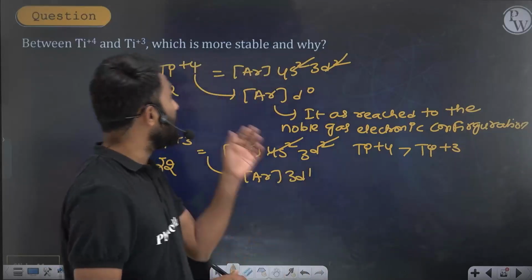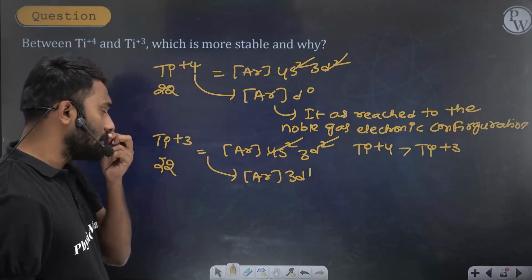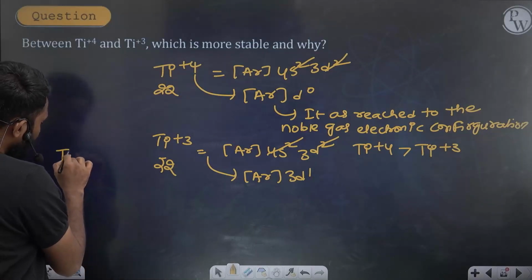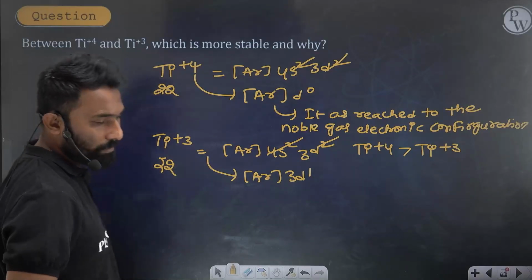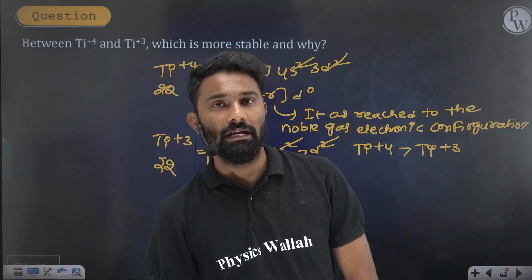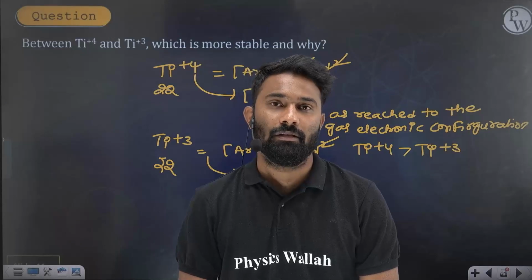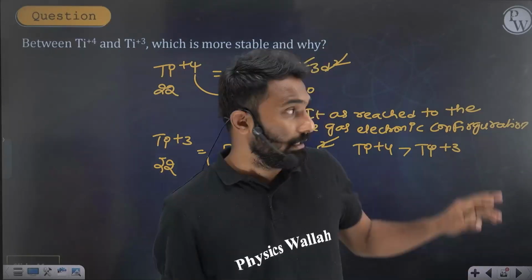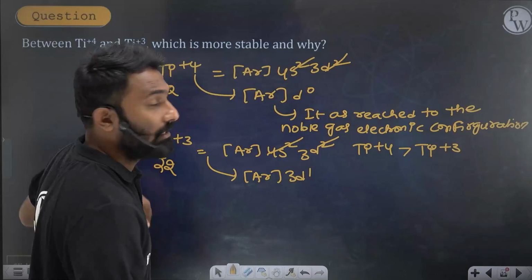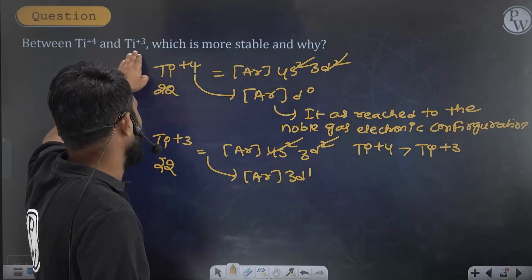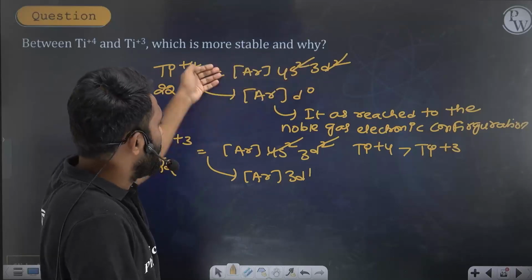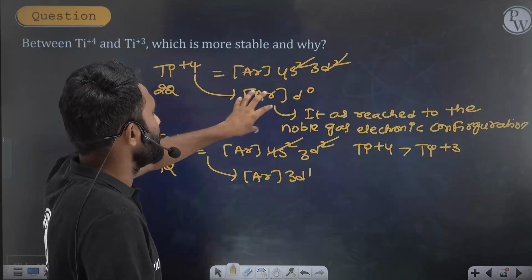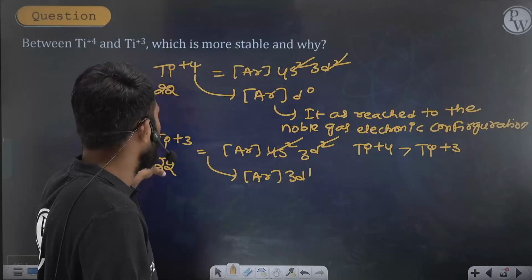Now next, if they give a question like this, what I am asking is: titanium plus 4 and titanium plus 3, which is a colored compound? What is the reason? Sometimes they can modify this question. They may ask, between titanium plus 4 and titanium plus 3, which is more stable and why? Now you know. By losing the 4 electrons, titanium has reached the noble gas electronic configuration. Therefore this is more stable than titanium plus 3.